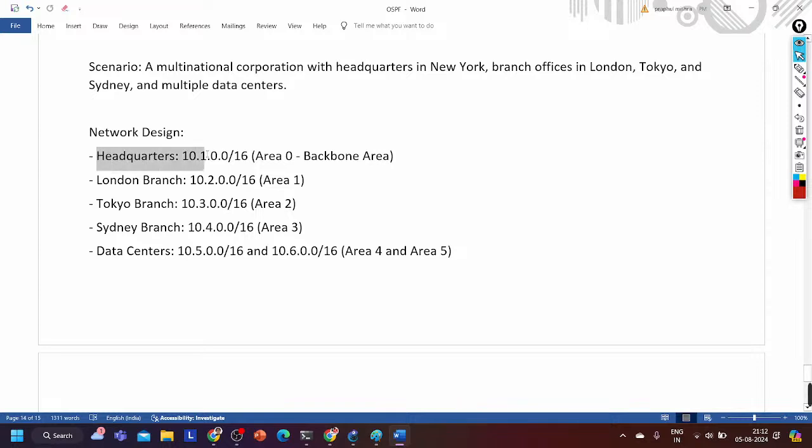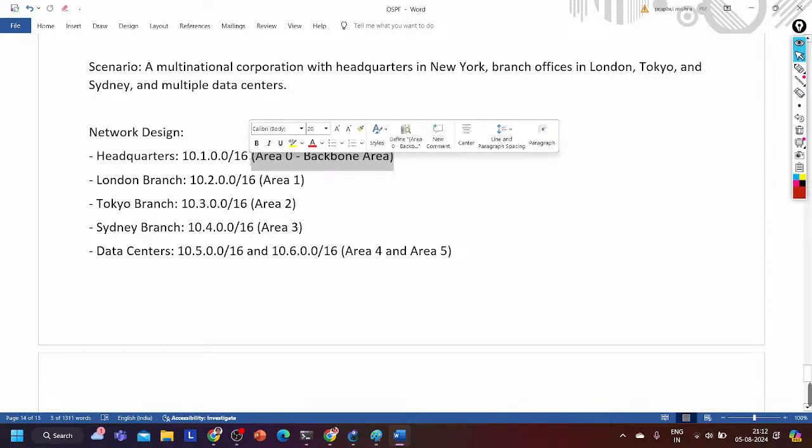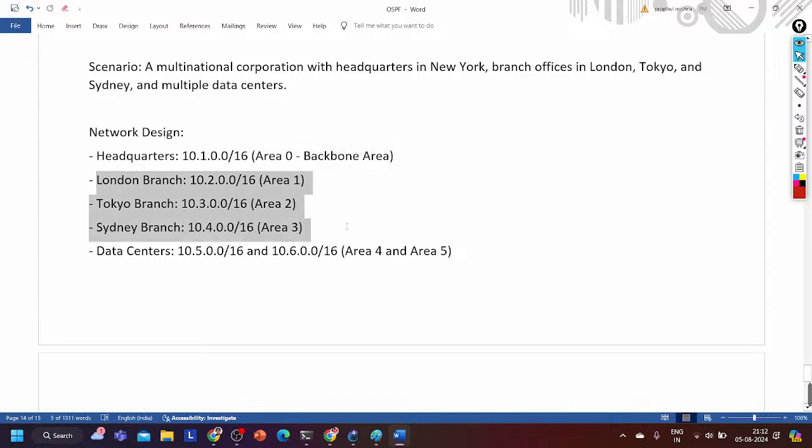So you can see headquarters using this subnet, and I'm going to run OSPF area 0. In OSPF we have multiple types of area, and you will learn area 0 is the backbone area, the main area of OSPF, right? Then I can advertise branch offices in a different area.